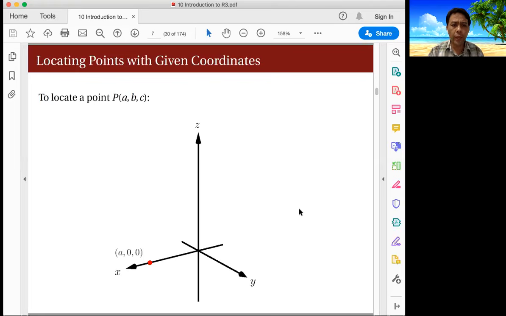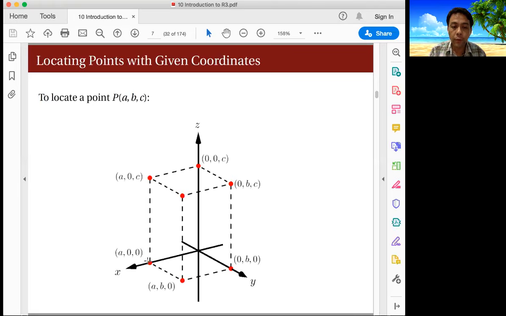So to locate the point (a, b, c), you can start with the point on the x-axis, (a, 0, 0), and then you follow b units parallel to the y-axis, and you get the point (a, b, 0). And then you follow c units parallel to the z-axis. You go from here, b units parallel to y, and then c units parallel to z, and you get the point (a, b, c).